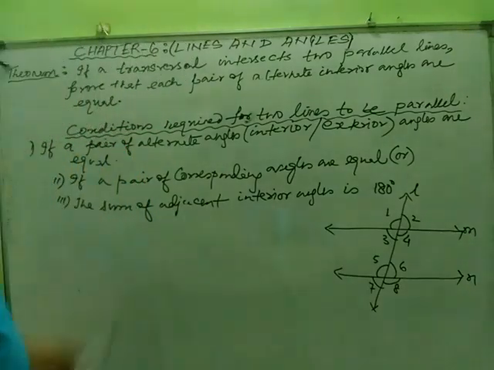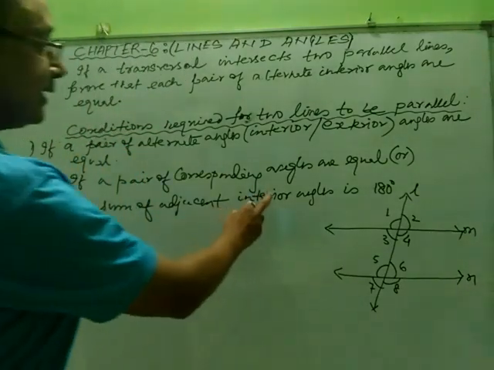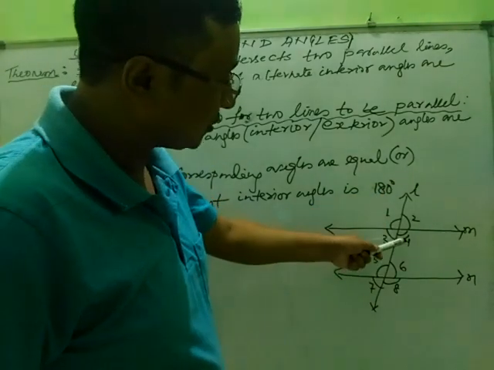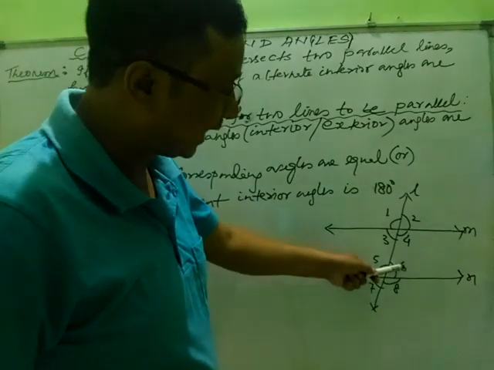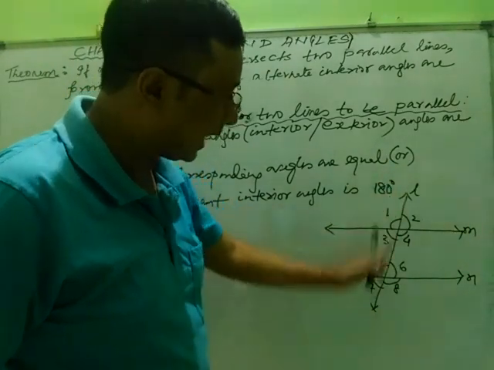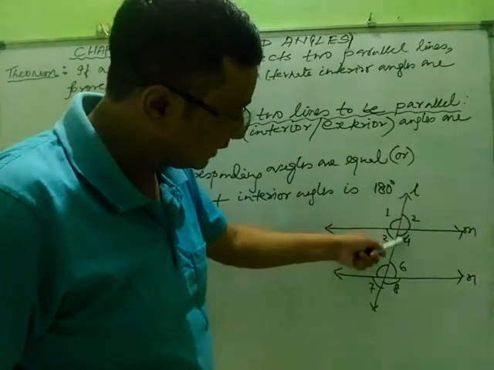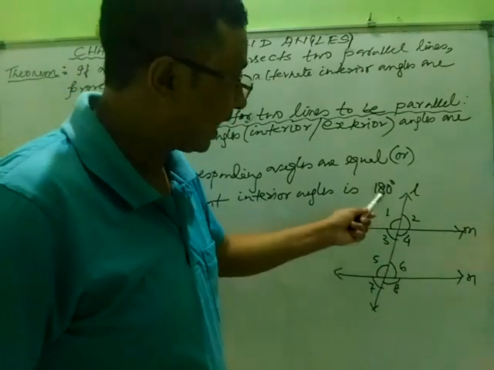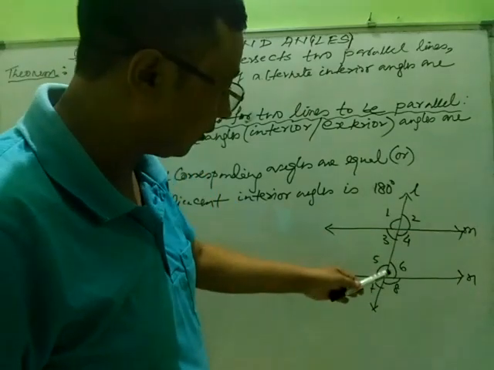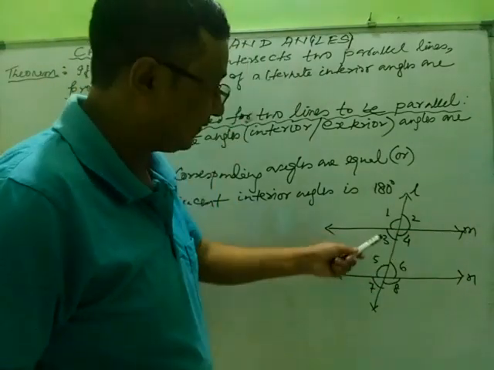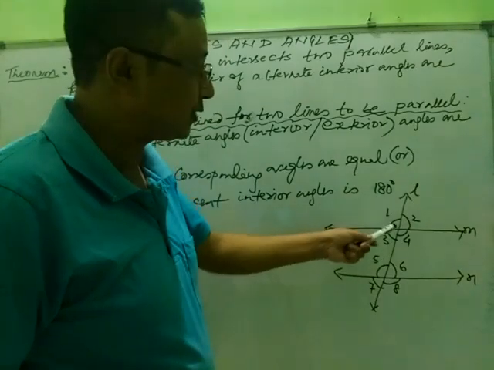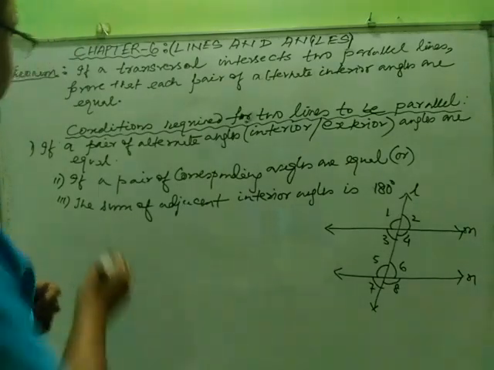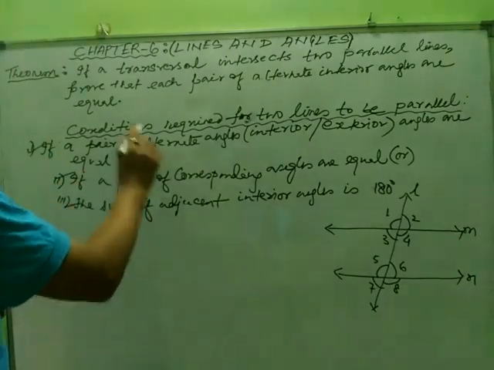Now the last one. The sum of the adjacent interior angles is supplementary, that means 180 degrees. So this 4 and 6, they are the adjacent interior angles formed on the same side of the line L. So this is line L. On the same side, these are the two adjacent interior angles. So 4 and 6, if their total sum is 180 degrees, then the two lines will be parallel. Or angle 3 plus angle 5, if you get a total sum of 180 degrees, then the two lines will be parallel.